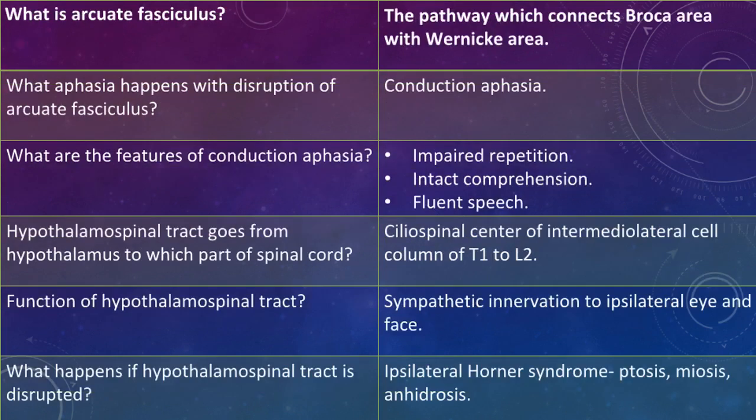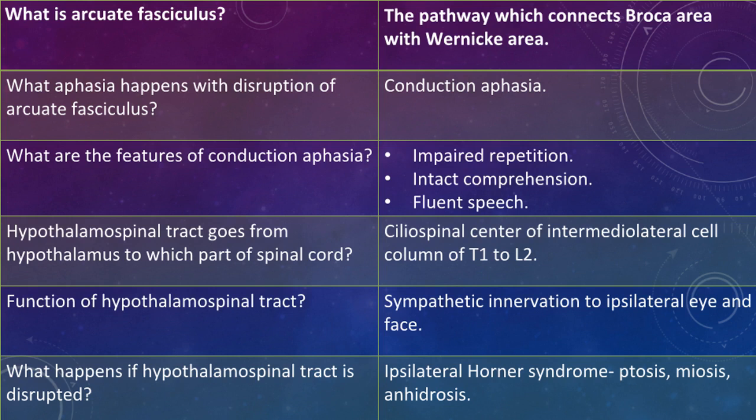What is arcuate fasciculus? The pathway which connects Broca area with Wernicke area. What aphasia happens with disruption of arcuate fasciculus? Conduction aphasia. What are the features of conduction aphasia? Impaired repetition, intact comprehension, fluent speech.